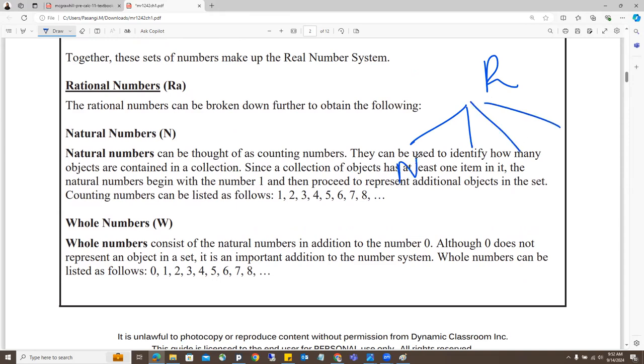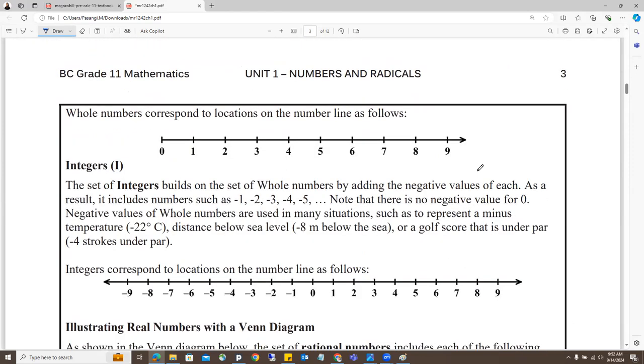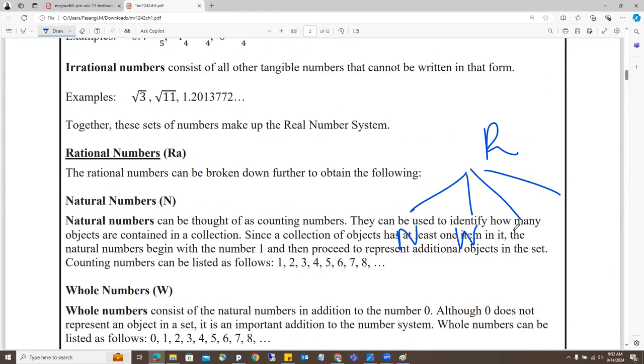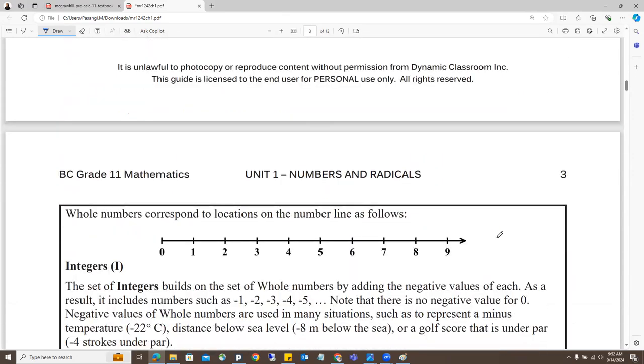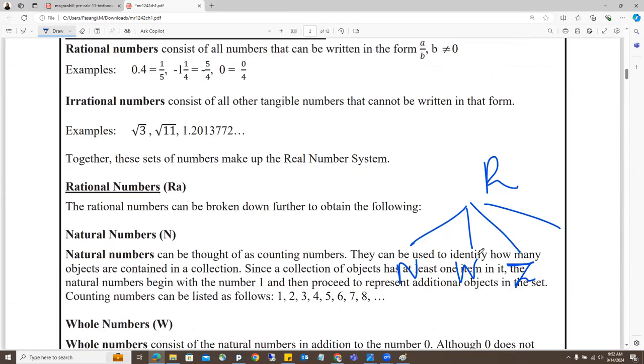One is the natural numbers. The other one is whole numbers. Next we have the integers, which we normally represent with Z or I. Those are the number sets which belong to the rational numbers. Before going to talk about the whole numbers, what are the natural numbers we have?